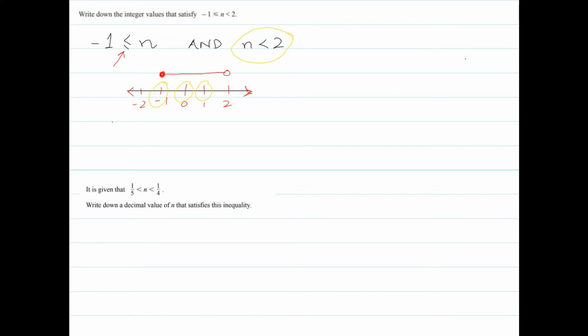So your final answer is: the integer values of n are -1, 0, and 1. So these are the three integer values. Now if you read this statement out again, your n is greater than or equal to -1, and your n is less than 2. So this is the first question.